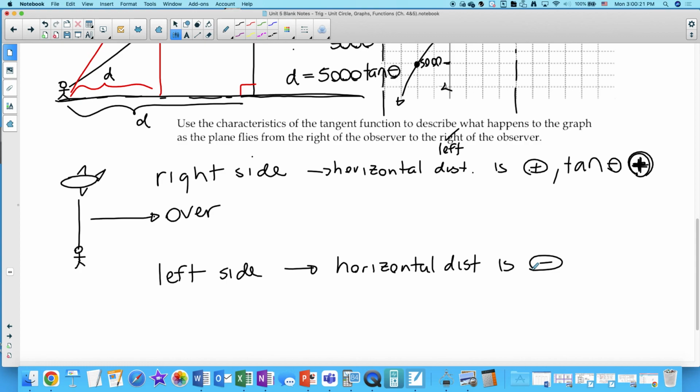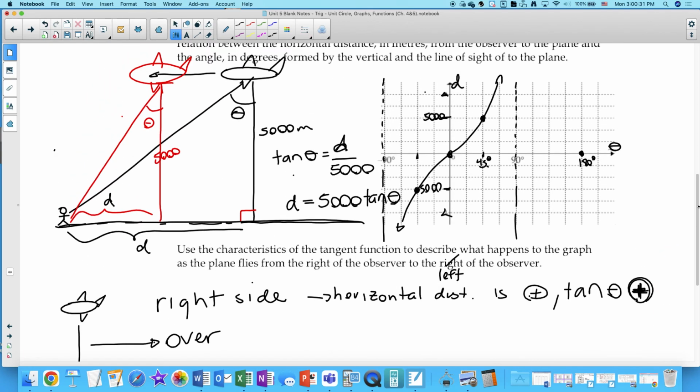Because the tan of the angle comes from the horizontal distance and the vertical. Now, the vertical distance is not going to be negative. It's always 5,000. And in fact, that would not be a good situation if the vertical distance, rather, of the plane was negative. Okay? So tan theta, because this denominator is always positive, will have the same sign as the distance. Okay? All right. Questions?